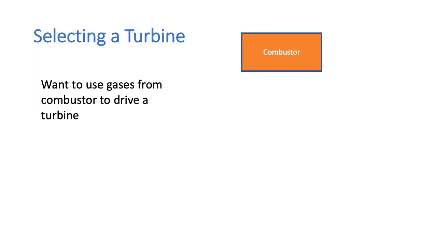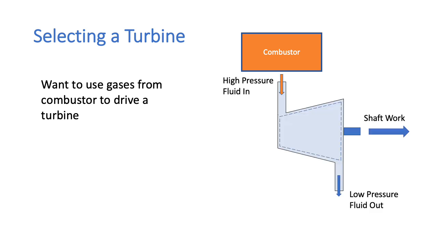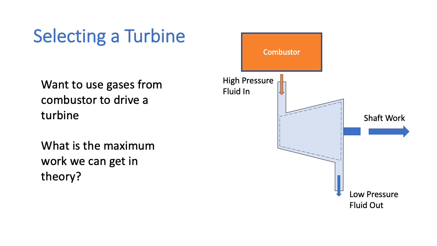Let us start by talking about how we would go about selecting a turbine. We have a combustor and we want to use the hot gases from this to drive a turbine. So we can attach a turbine to it. We would take the high pressure fluid from the combustor, pass it through the turbine, which would do work on the surroundings, and low pressure fluid would leave the turbine. We want to know what is the maximum work that we can get in theory from the turbine.